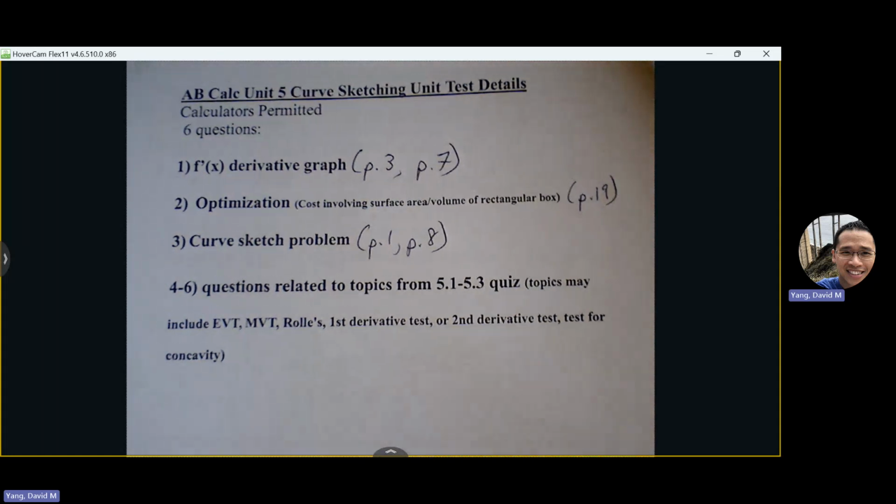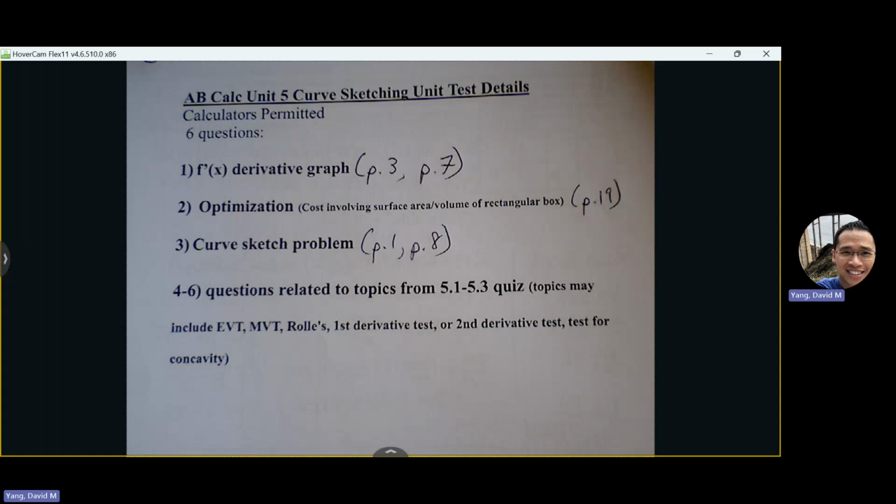Okay, so this is what your test will look like. Right, so there should be no surprises. If you feel good about these practice problems that we've been doing, you feel like you can solve these problems from scratch, you should just get the same type of problem, just with different numbers. All right, let's go to page 11 and let's review some of the 5.1 to 5.3 quiz topics.